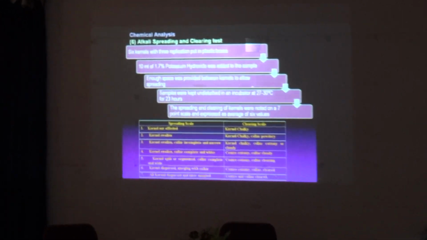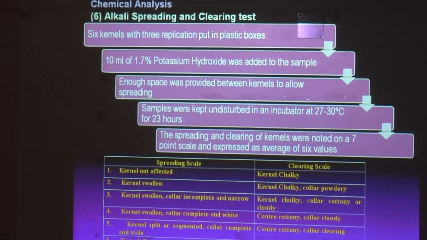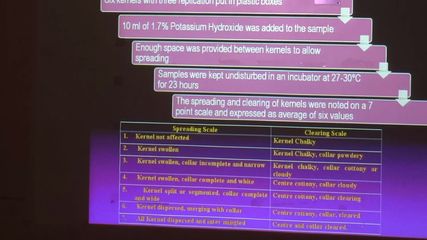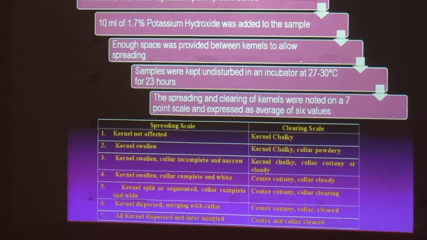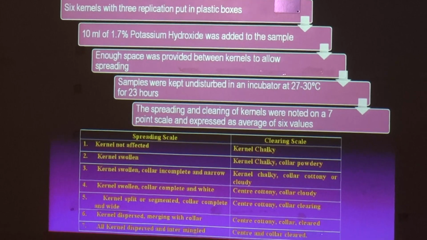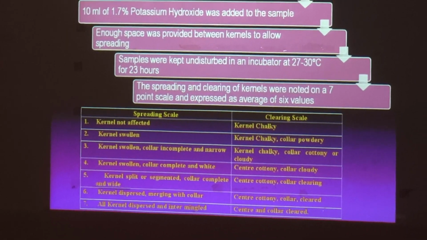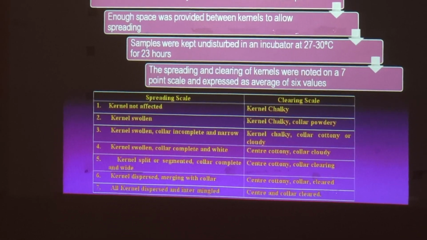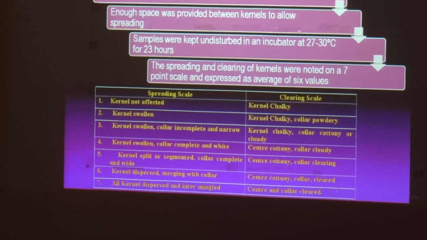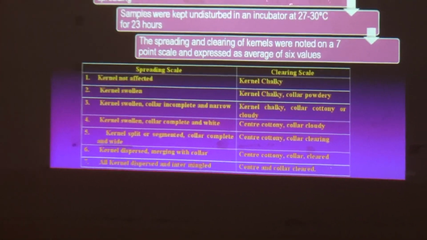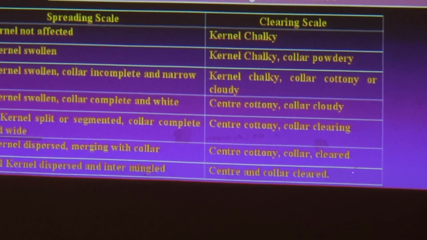Then the chemical analysis. The alkali spreading and clearing test. Here we have done 3 replications, that is 10 ml of 1.7% potassium hydroxide was added to the sample, and enough space was kept, and the alkali spreading value was expressed, and the standard table is given. We can see after the experiment if the kernel is affected, chalky or swollen, like that.